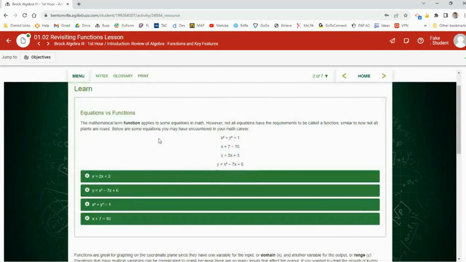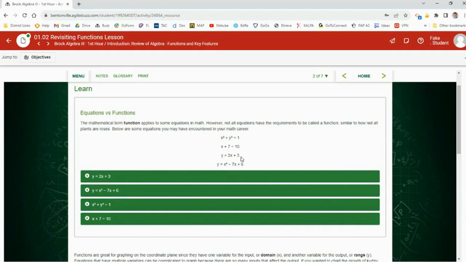not every equation is a function. Equations versus functions. The mathematical term function applies to some equations, but not all equations have the requirements to be called a function. So here are some equations. X squared plus y squared equals 1. If you graph that, that's a circle. Right? X plus 7 equals 10. That's a linear equation, makes a line.